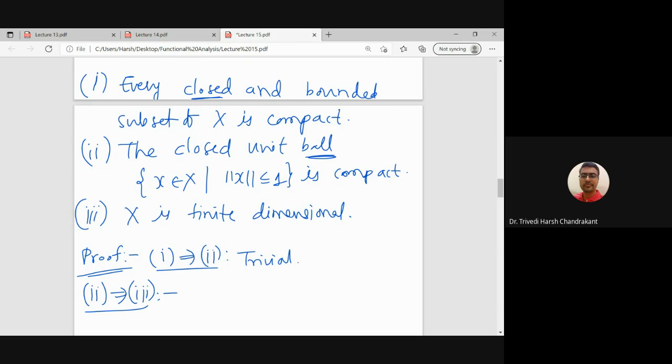We want to prove the third condition, that X is finite dimensional. We'll prove this by the contradiction method. For that, we assume that X is not finite dimensional, so suppose X is infinite dimensional.